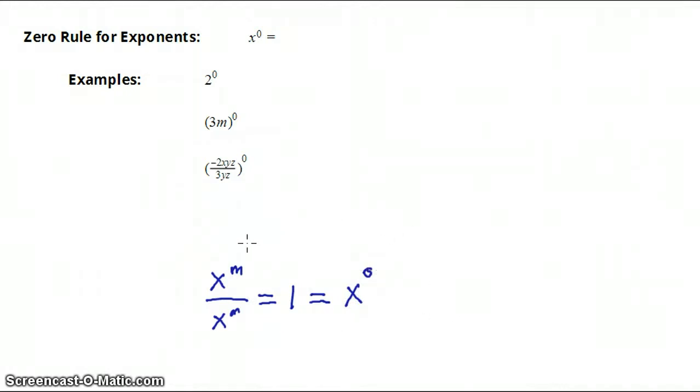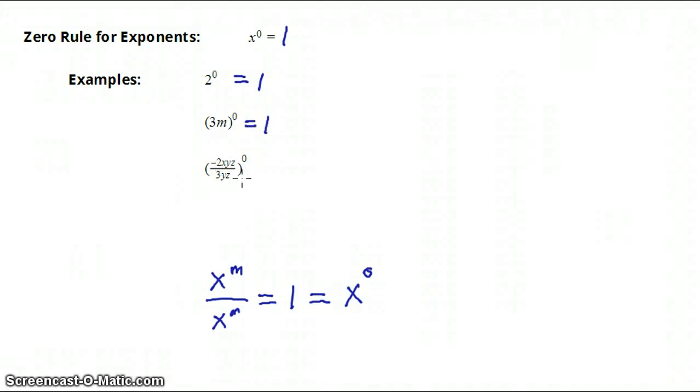So this shows me what's going to happen with the zero rule: anytime I have a number raised to the 0 power, it's going to be equal to 1, and that goes back to the quotient rule. So the general rule here is that x to the 0 is always equal to 1. Doesn't matter what that x is. So 2 to the 0 is equal to 1. If I have a product like 3m raised to the 0 power, it's going to be equal to 1.